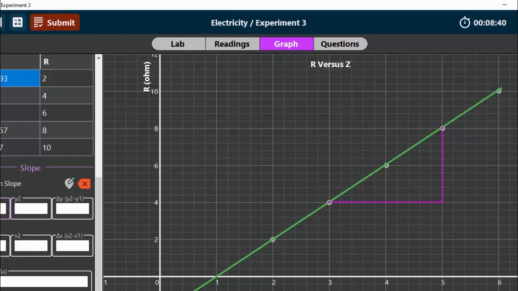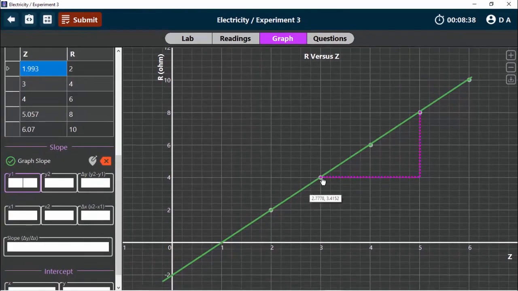So in this case, our y1 is 4. So this y1, if you stretch this to the y-axis, that's 4. Then your y2 is this other point. When you stretch it to touch the y-axis, that's 8. The difference, y2 minus y1, is 4. Then we have this other one, which is 3. The x1 is 3 and the x2 is 5. The difference is 2.